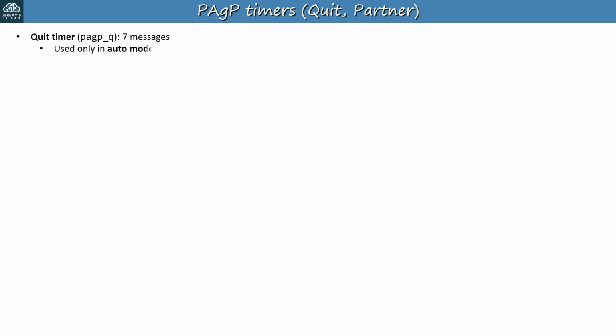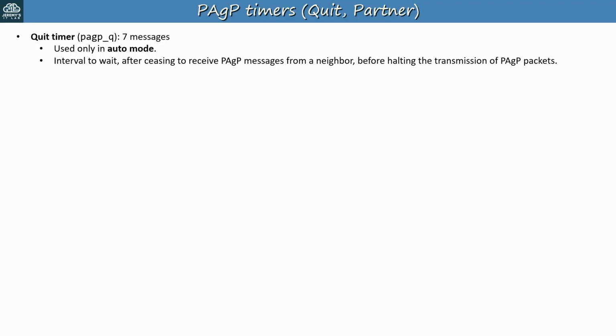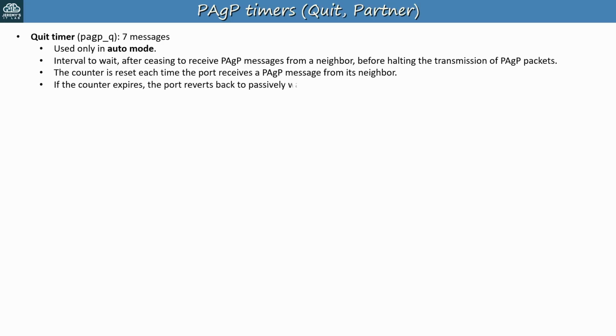It's only used by ports in auto mode. It's the interval to wait after ceasing to receive PAgP messages from a neighbor before halting the transmission of PAgP packets. As you know, ports in auto mode only send PAgP messages if they receive messages from a neighbor. Well, if that neighbor stops sending PAgP messages, the port in auto mode will only continue sending messages for the duration of this counter. The counter is reset each time the port receives a PAgP message from its neighbor, and if the counter expires, the port reverts back to passively waiting for PAgP messages.